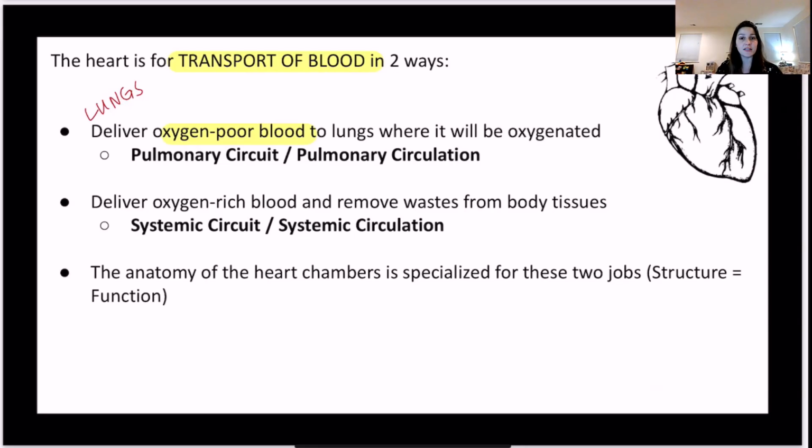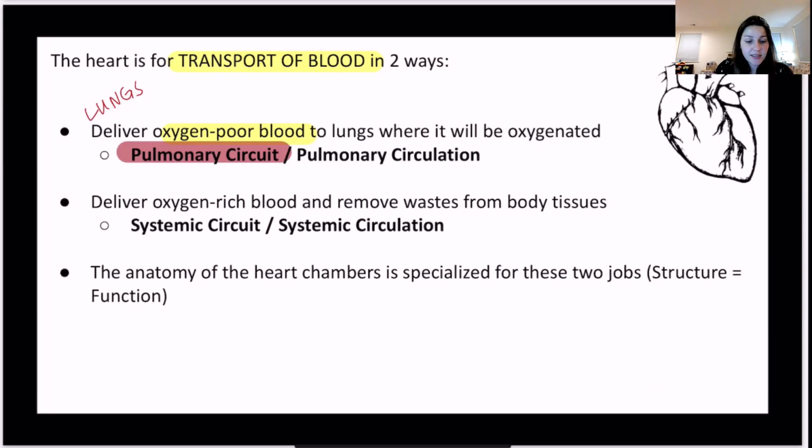But that process of blood going from the heart to the lungs and back again, that's called the pulmonary circuit. And I'll highlight that in red, because we're talking about blood and the heart and stuff. So the pulmonary circuit is when blood goes from the heart to the lungs and back again. So it creates a circle or a circuit. We can also call this pulmonary circulation.